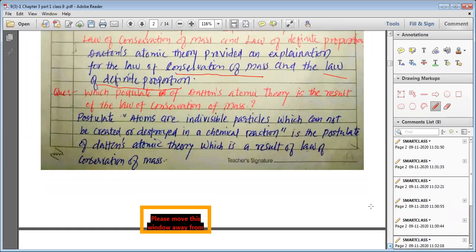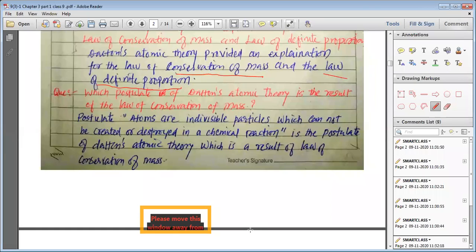The next question. Which postulate of Dalton's atomic theory is the result of the law of conservation of mass? So I have written the postulates. Postulate: atoms are indivisible particles which cannot be created or destroyed in a chemical reaction.